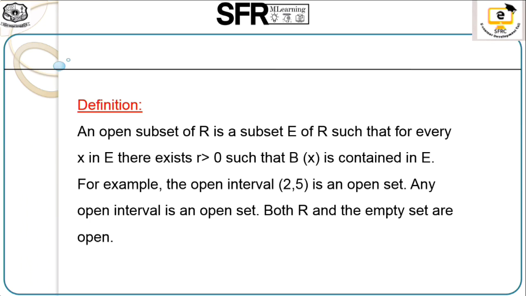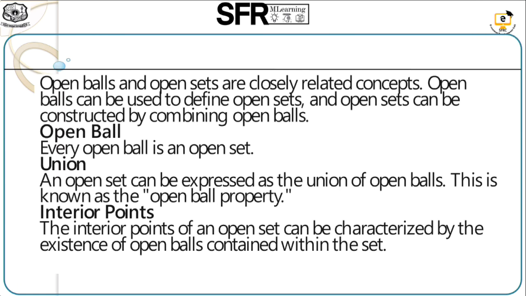How can we prove that (0, 1) is an open set? Take x belonging to (0, 1). Then we choose r to be the minimum of x minus 0 and 1 minus x, that is, the minimum of x and 1 minus x. Clearly r is greater than 0, and B(x, r) equal to (x minus r, x plus r) is a subset of (0, 1). Therefore, we can say that (0, 1) is an open set.